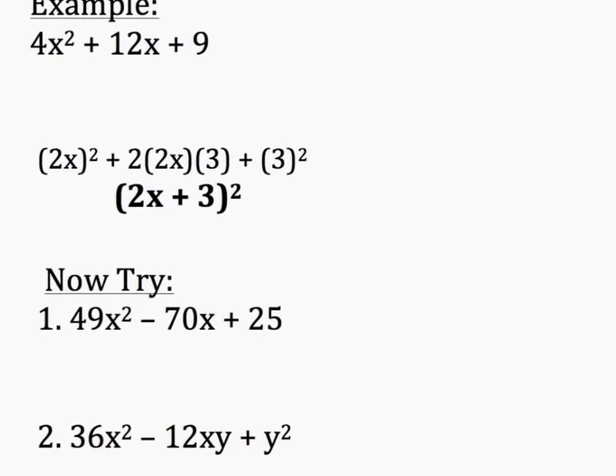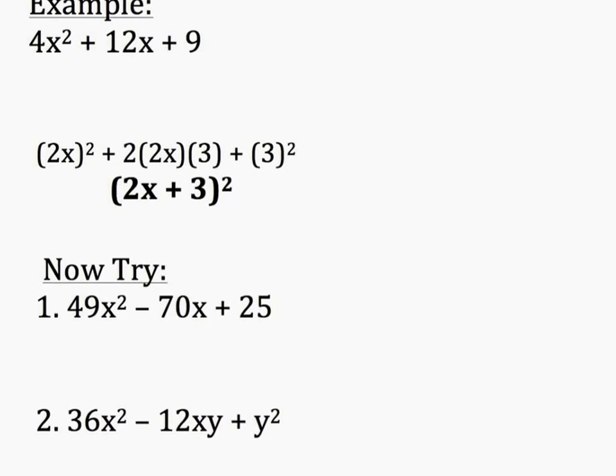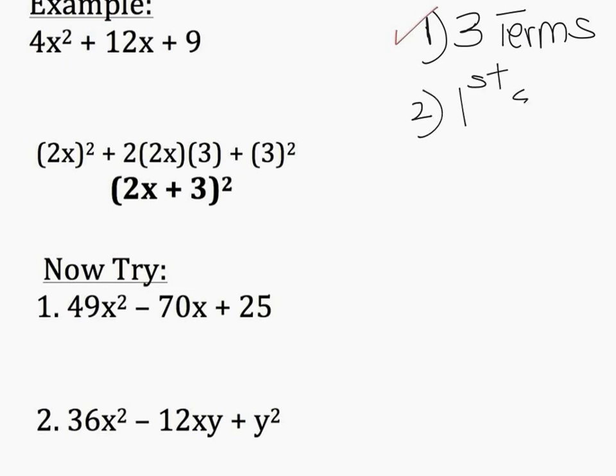Now there are certain rules that you need to follow, or certain things you need to check before you can know if you can apply this special case, or if this is a special case. Now the first thing you need to ask yourself, do I have 3 terms? Is this a trinomial? So let's check. We have 1, 2, 3 terms, so yes, it is a trinomial. Now the second thing I need to check is I need to look at the first and third term and ask myself, are they perfect squares?